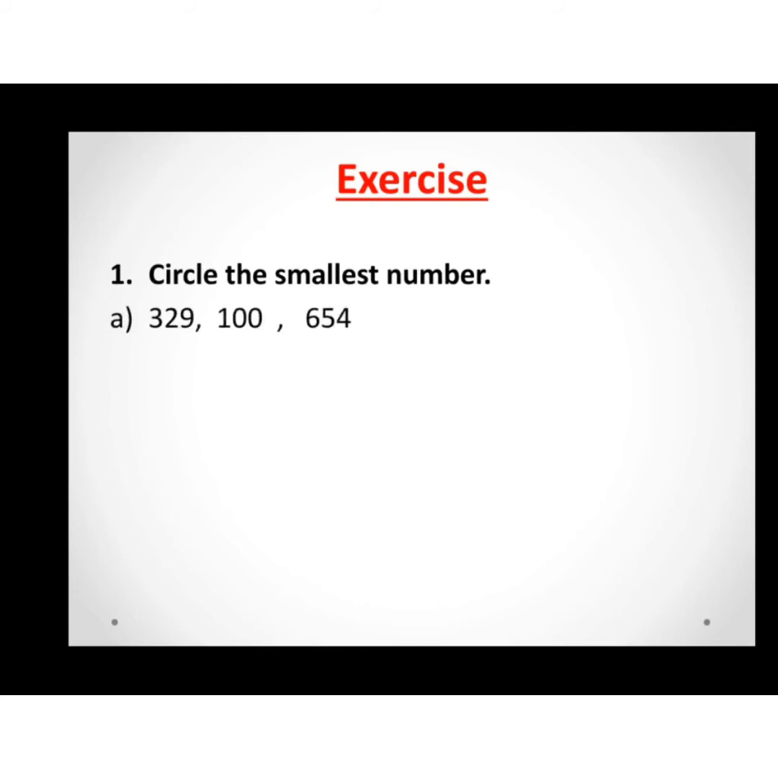329, 100 and 654. Here all numbers are 3-digit numbers. So in order to find out the smallest one, just compare the first digit of every number. Good. As 1 is the smallest digit, so our answer is 100 is the smallest number.